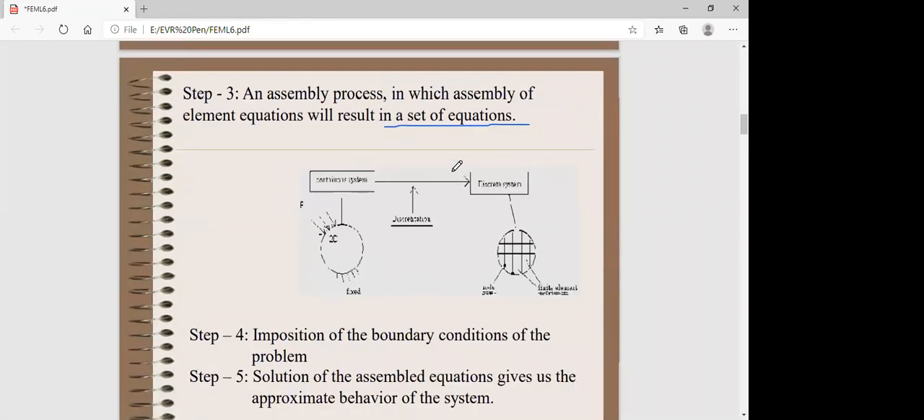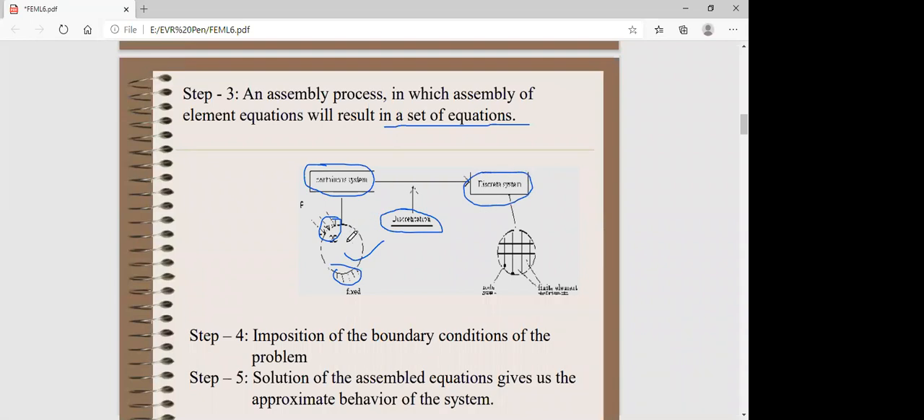For example, in this figure, this is a 2-dimensional circular object. It is fixed at this boundary, and loads are applied at this boundary. This system is a continuous system. In finite element, we describe this system using finite elements, that is, finite element meshing. So this is a discrete system.